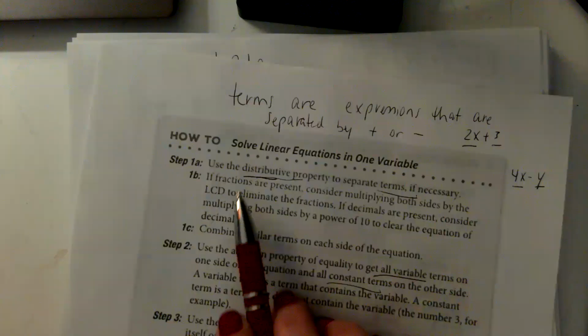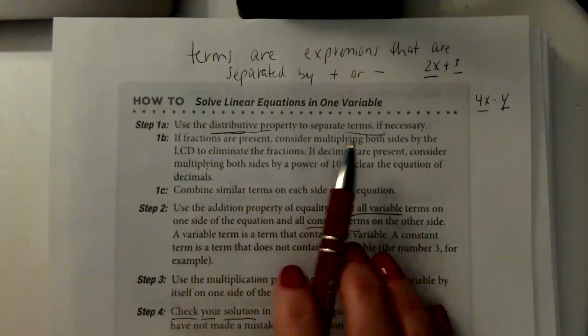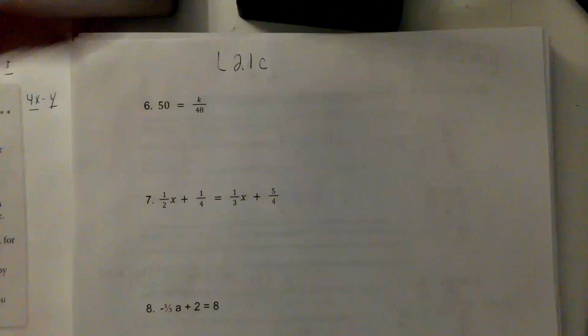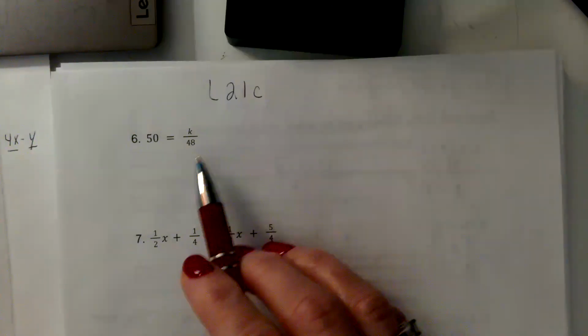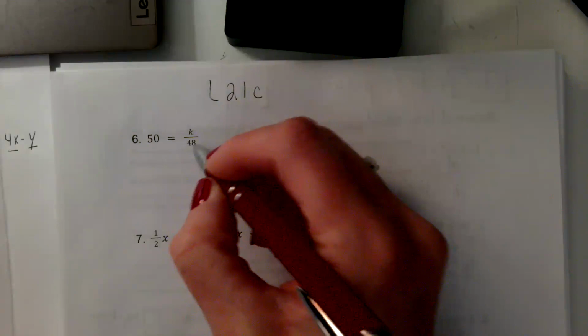And that would be part of step 1B, where it says if fractions are present, consider multiplying both sides by the LCD to eliminate the fraction. So at first, you might feel a little frustrated with the fractions, but if you continue with this strategy, it makes them so much easier. So because I only have one fraction, I can just multiply by this number.